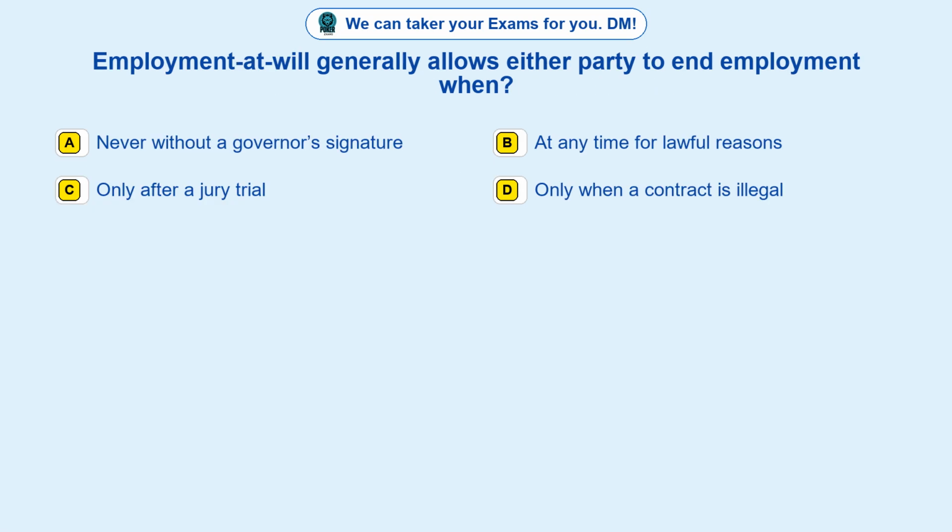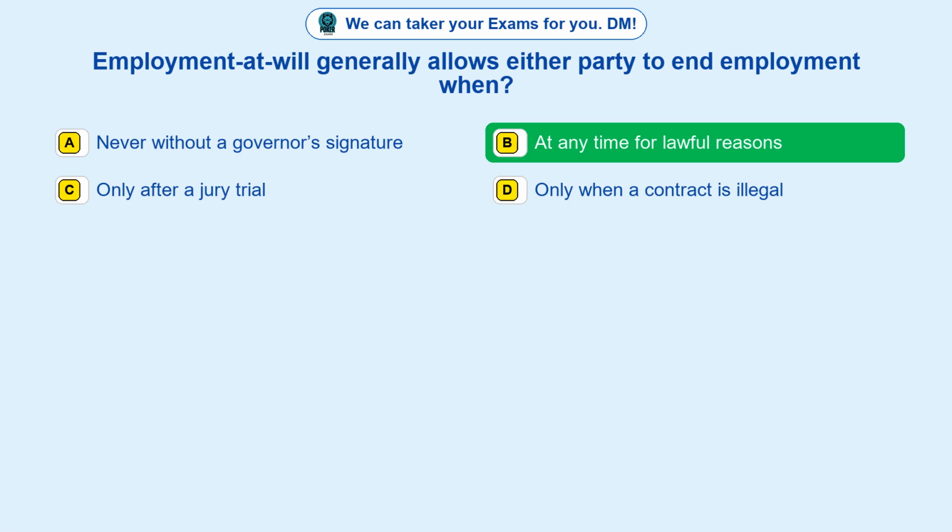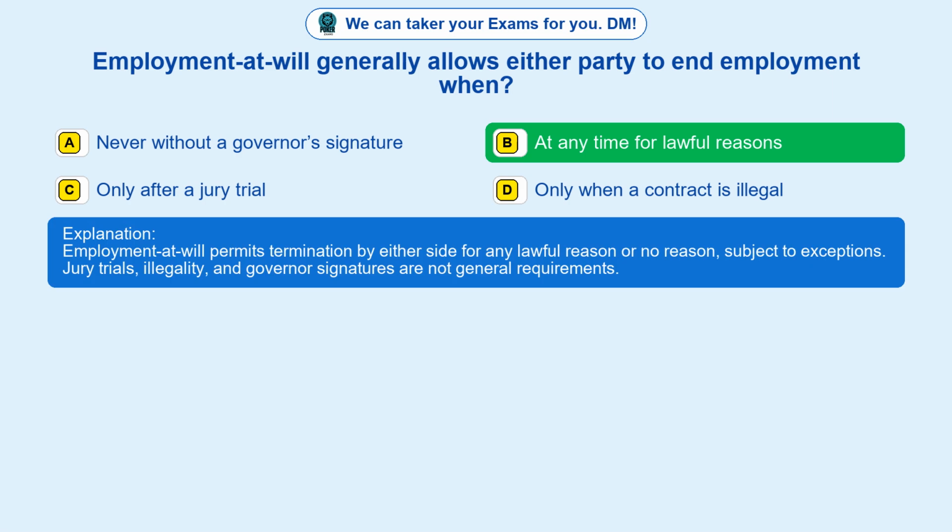Question 68. Employment at will generally allows either party to end employment when? Option A, never without a governor's signature. Option B, at any time for lawful reasons. Option C, only after a jury trial. Option D, only when a contract is illegal. The correct answer is option B, at any time for lawful reasons. Employment at will permits termination by either side for any lawful reason or no reason, subject to exceptions. Jury trials, illegality, and governor's signatures are not general requirements.